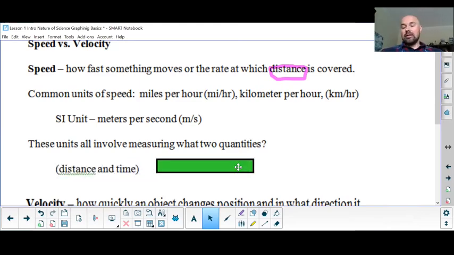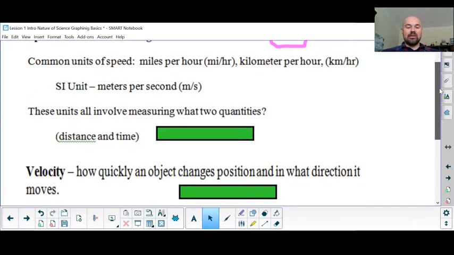In your car, you have a device called a speedometer, and that speedometer tells you how fast you're going at a particular moment in time. So it's just calculating that for you. Velocity is different. Okay, so velocity tells you how quickly an object changes position. So that is the real difference between the two. It's how quickly, so that's a time.